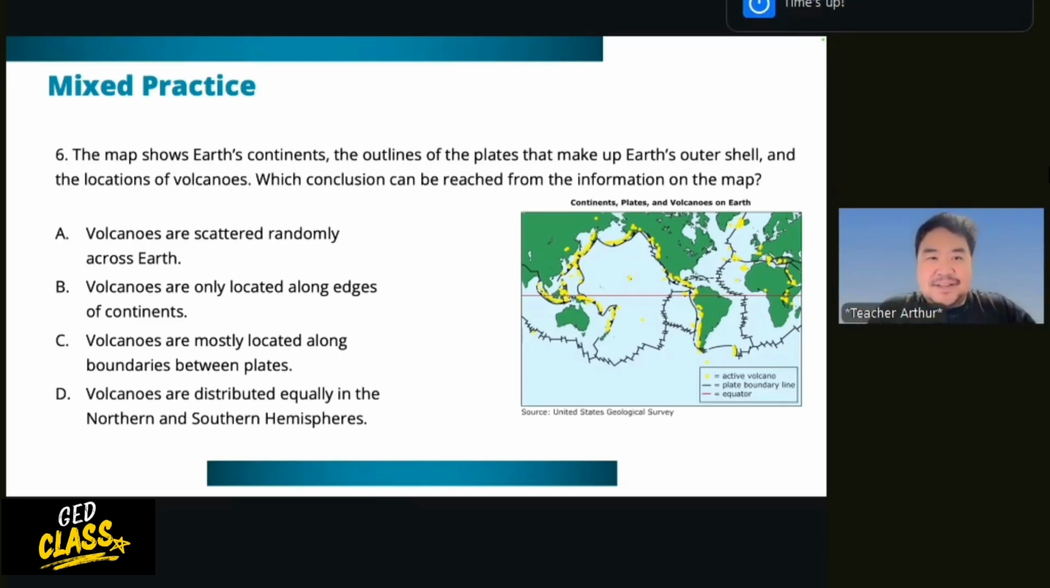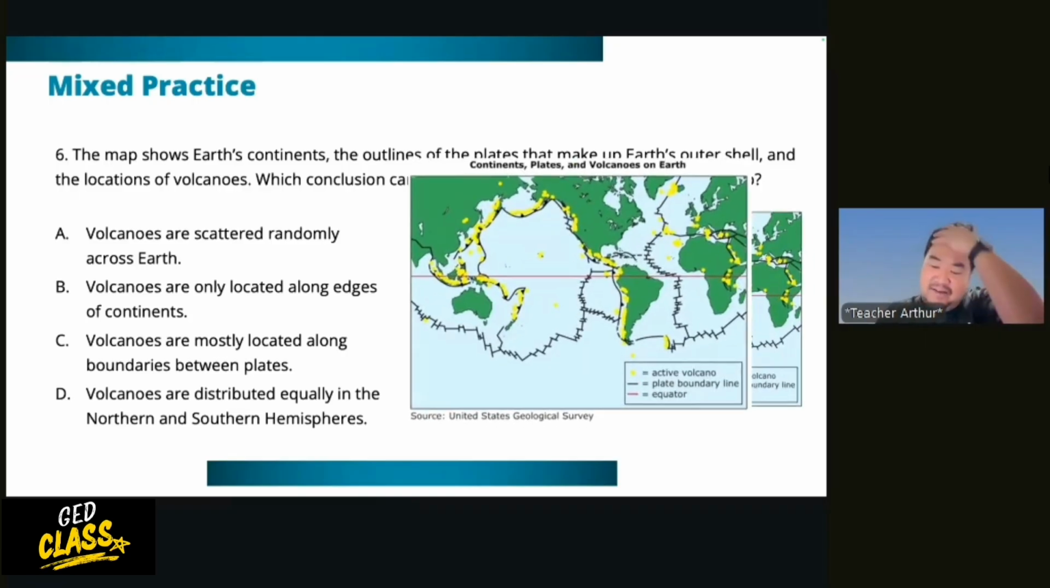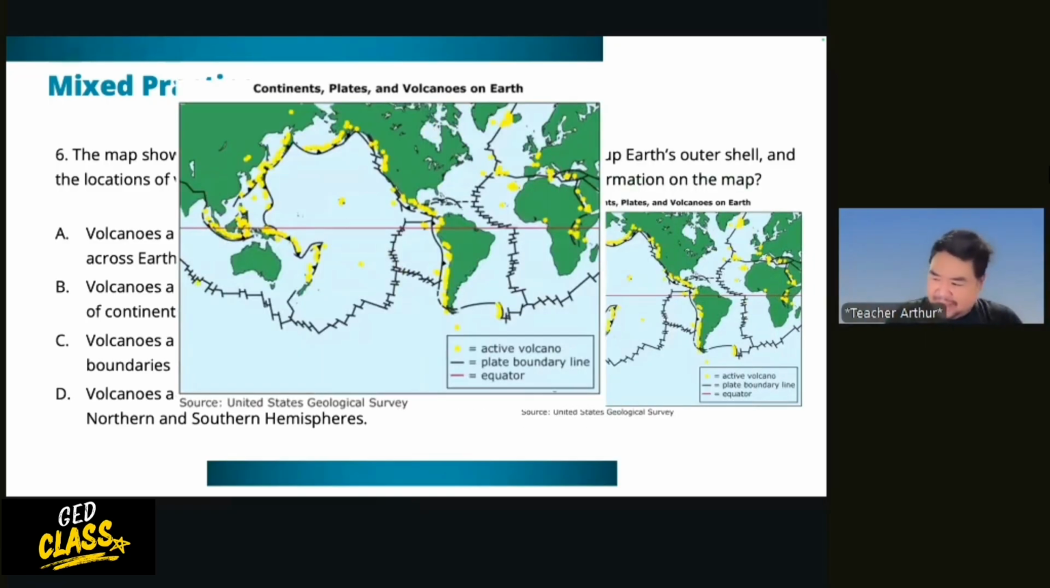All right, let's take a look at this one together, folks. The map shows Earth's continents, the outlines of the plates that make up Earth's outer shell, and the location of volcanoes. Which conclusion can be reached? So again, please don't look at the answer choices and play the answer choice game. Instead, let's just figure out in general what that visual data is saying. So you notice I popped that out a little bit.